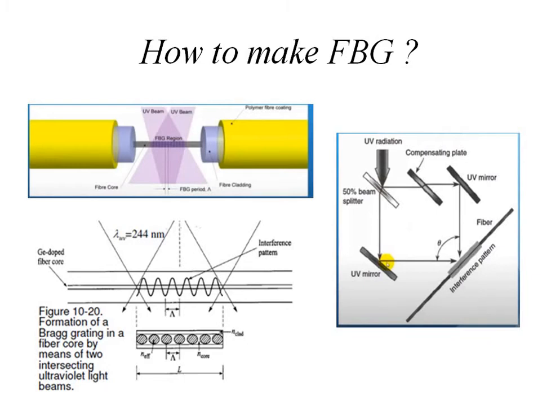Right? So how is this done? By reflections from two UV mirrors. The two UV beams interfere and write the pattern on the photosensitive fiber. The same thing is shown here: two UV beams intersecting or interfering and writing the pattern on the photosensitive fiber.